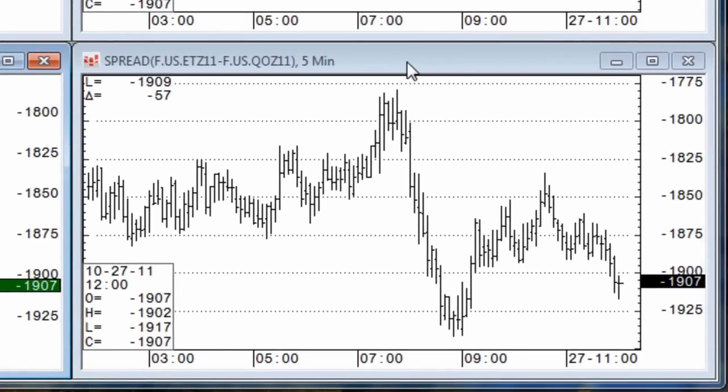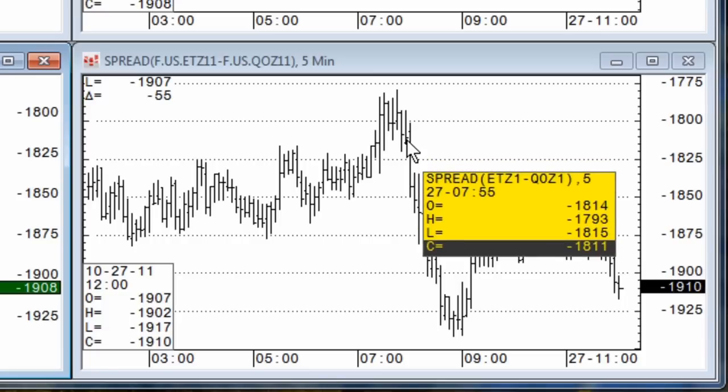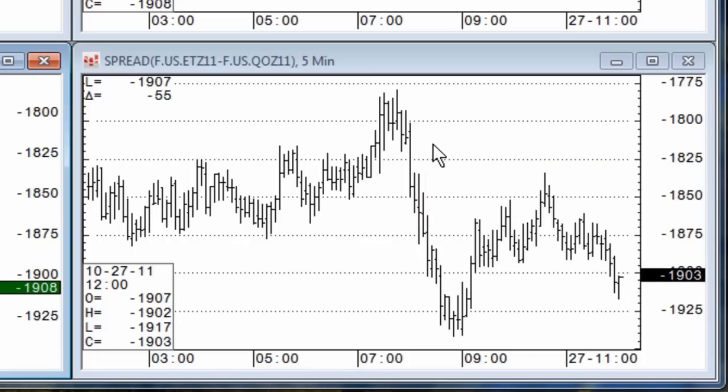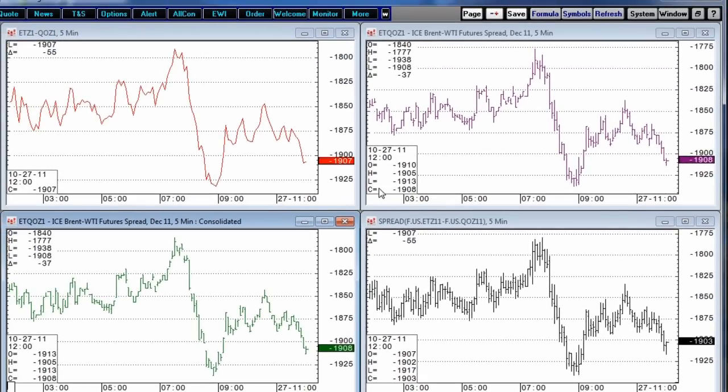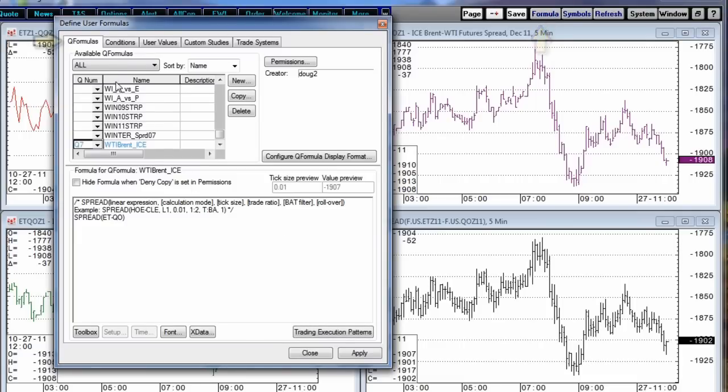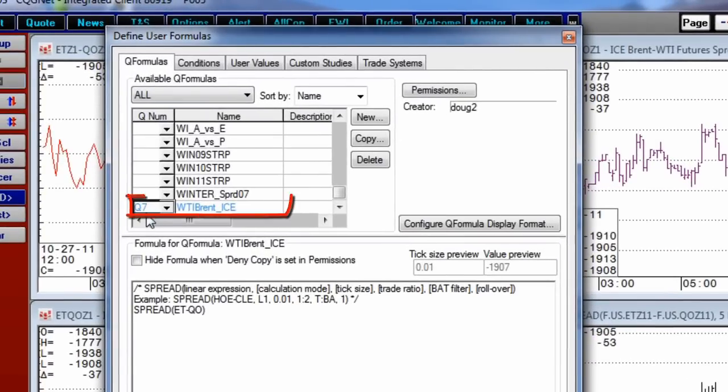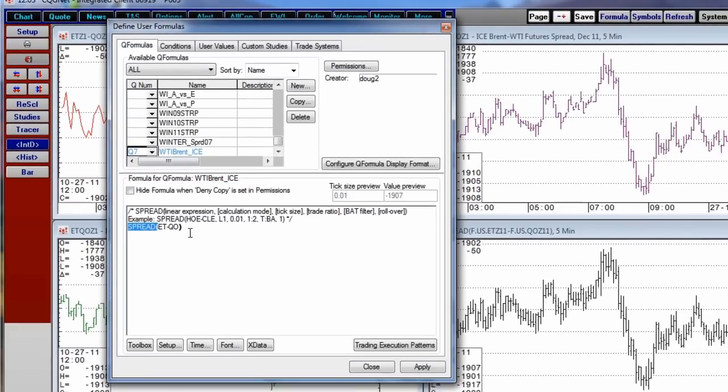And then the fourth way that we can look at the spread is through what we call our spread function. The spread function allows us to build open, high, low, close bars again, and these bars are built on millisecond timestamps. To create one of these spread charts, we want to open up the formula toolbox, go to Q Formulas, and then I have one here that's Q7 WTI Brent underscore ICE. And when you type in spread, I put in the two legs.